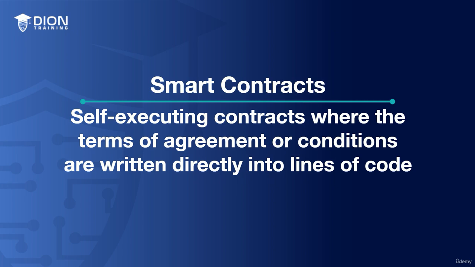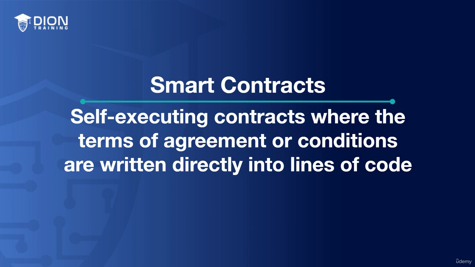Now, another application of blockchain technology is in the realm of digital contracts, which are also referred to as smart contracts. Smart contracts or digital contracts are self-executing contracts where the terms of the agreement or conditions are written directly into the line of code. These contracts will automatically execute actions when certain conditions are met without the need for intermediaries.